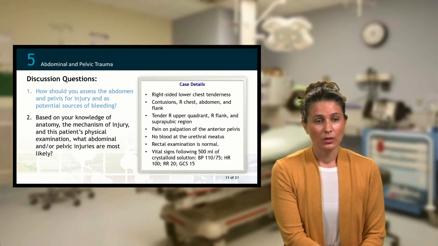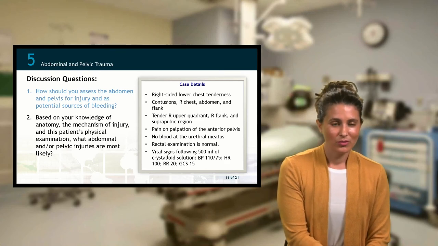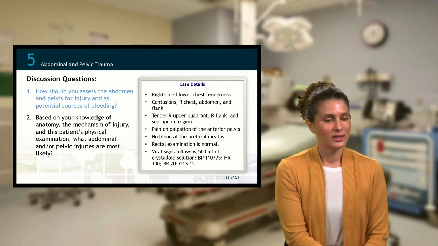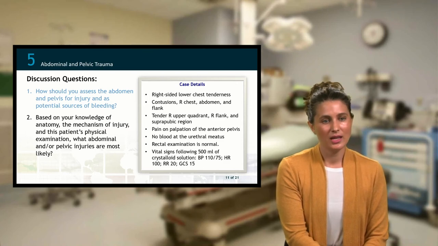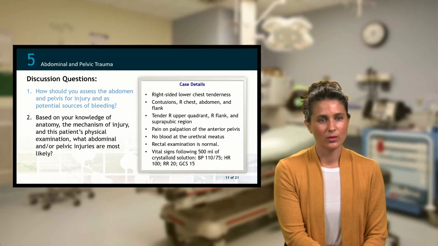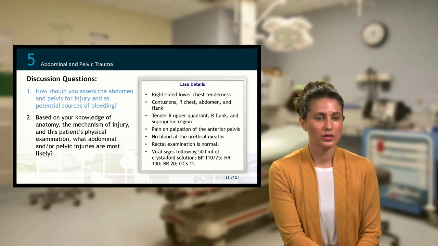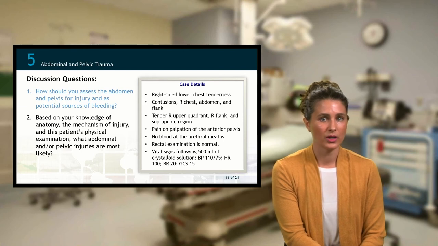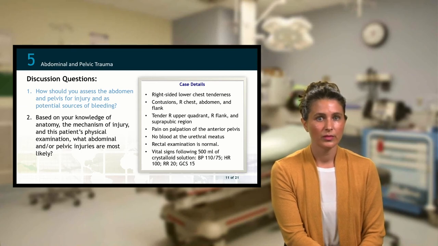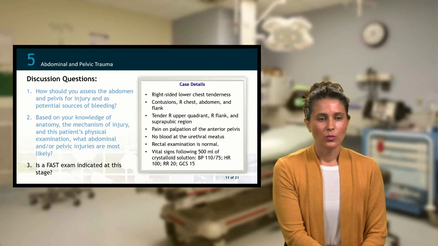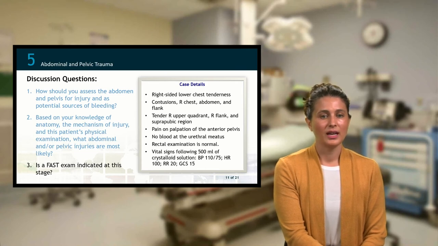So even if the patient was struck on the right side, it still hasn't ruled out that any of those initial organs that we talked about within the abdominal and pelvic cavities could be potentially injured. So we still have a high index of suspicion for any of those. So is a FAST exam indicated at this stage?